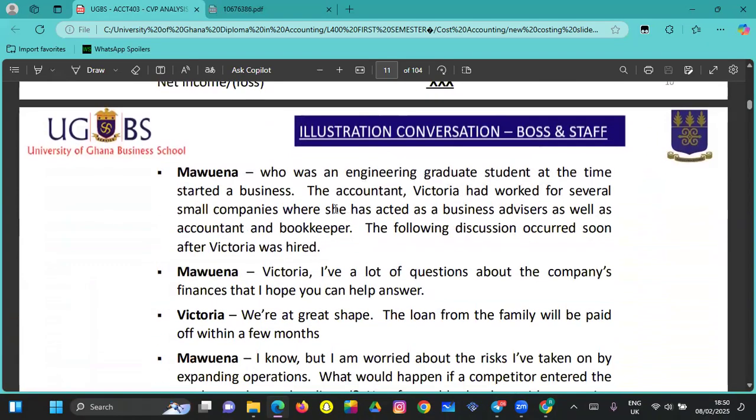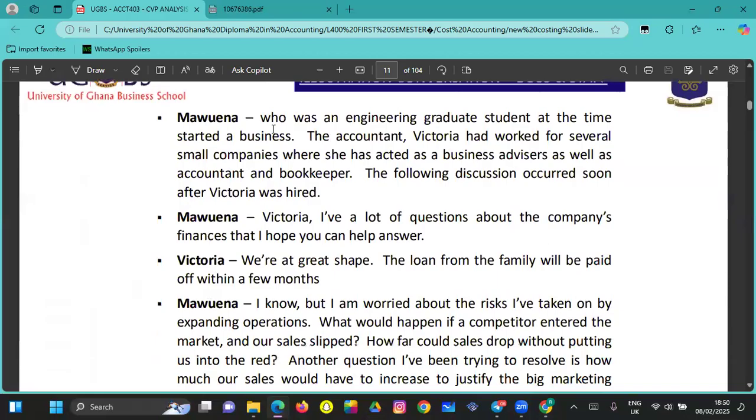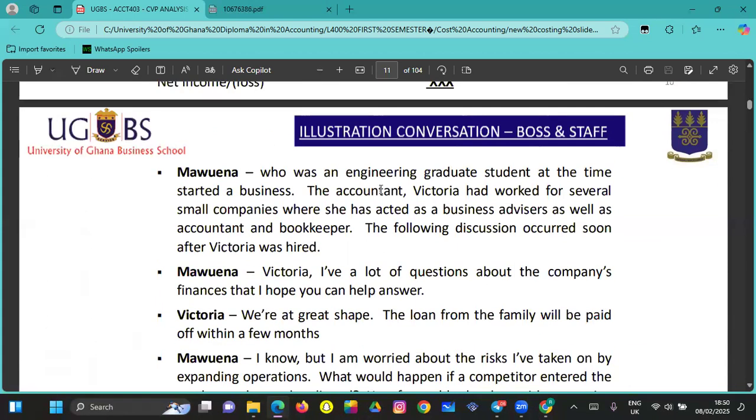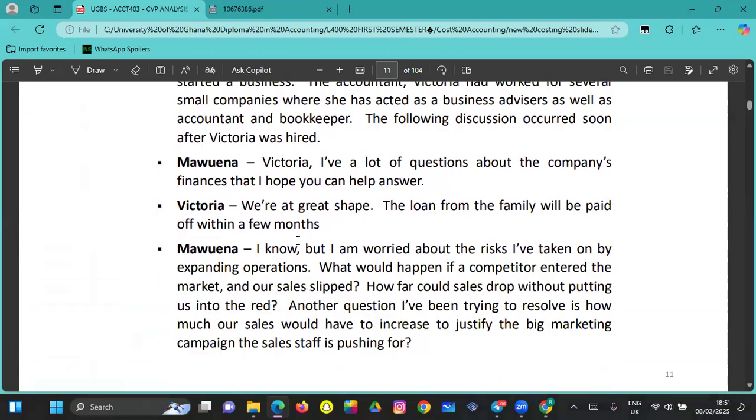So there's some conversation here that went on between Marina and Victoria, right? It's more about the overview of whatever we are coming to do today. Marina, who was an engineering graduate student at the time, started a business. The accountant, Victoria, had worked for several small companies where she had acted as a business advisor as well as accountant and bookkeeper. The following discussion occurred soon after Victoria was hired.